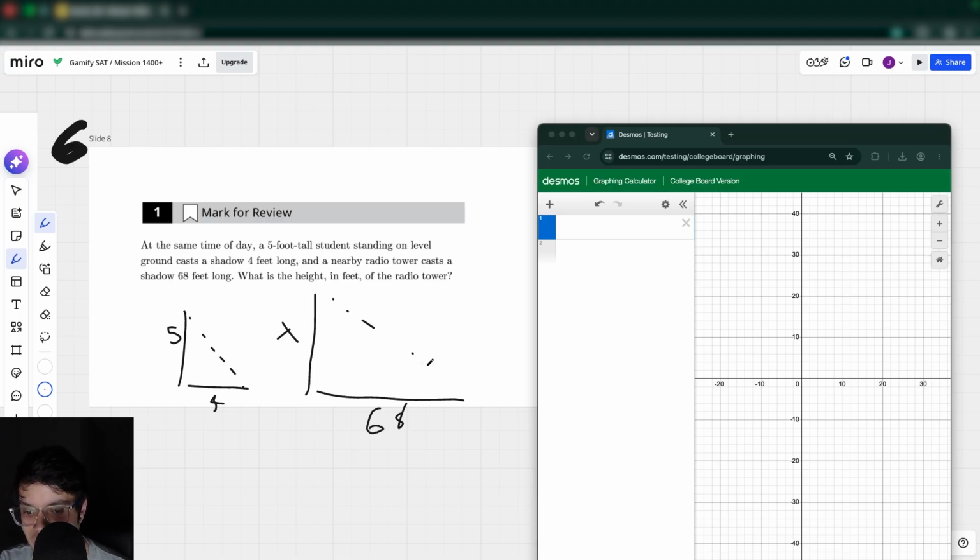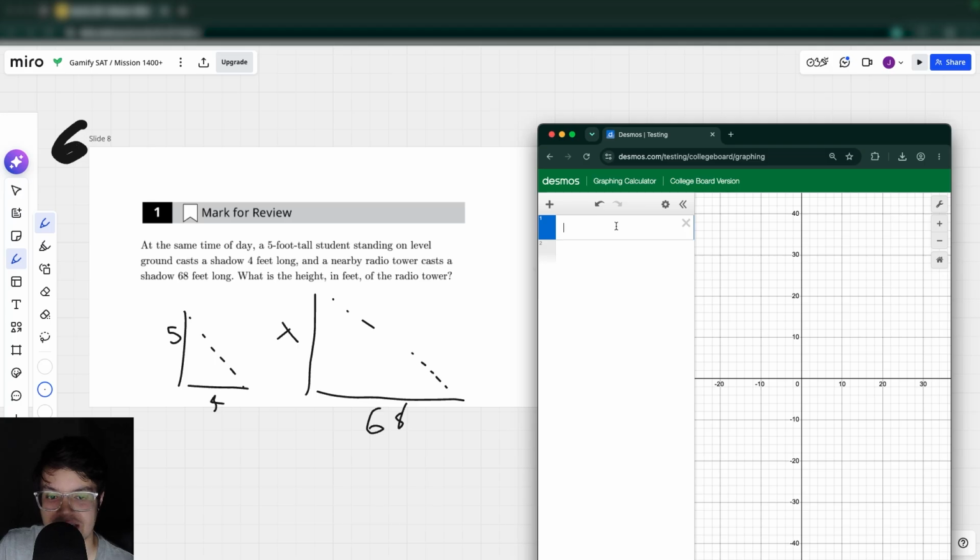So not exactly a triangle like I said before, but you could just use the exact same stuff here. So 5 divided by 4 would be equal to x divided by 68. Therefore, the tower must be 85 high.